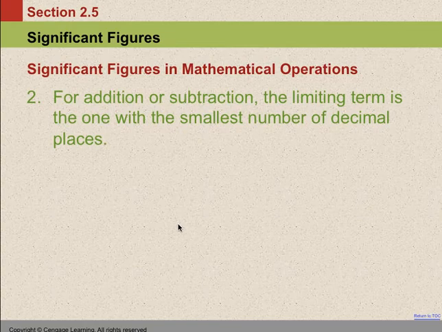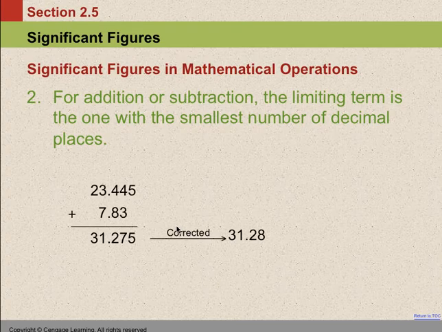For addition or subtraction, I'm going to round to the one with the smallest number of decimal places. That's the decimal place you're going to round to. Again, if I'm looking at 23.445, I want to identify the estimated digit. Here's my estimated digit. And 7.83, here's my estimated digit. The hundredths place is farther left than the thousandths, so I'm going to round to this number. Looking at the number following it, it's a 5. That means I have to round this 7 up. My answer should be recorded as 31.28.